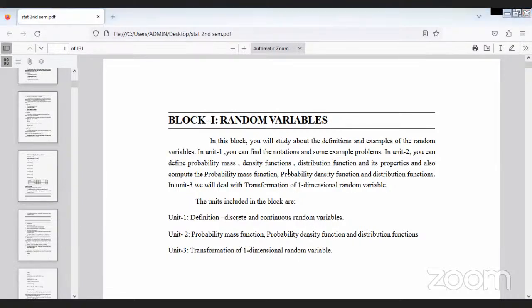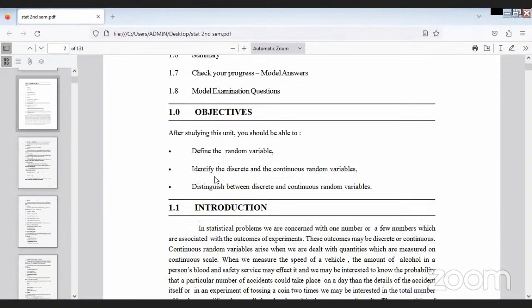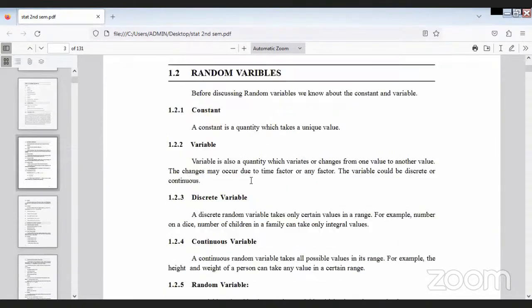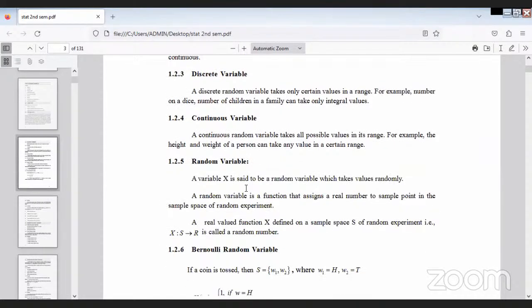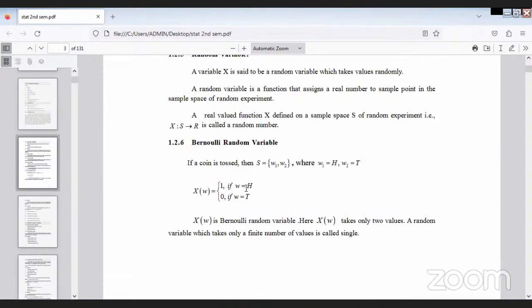So I will ask some doubts. I have some doubts, I will ask. Yes sir. Okay. What is the discrete? They will ask in the examination. What's the Bernoulli random variable?